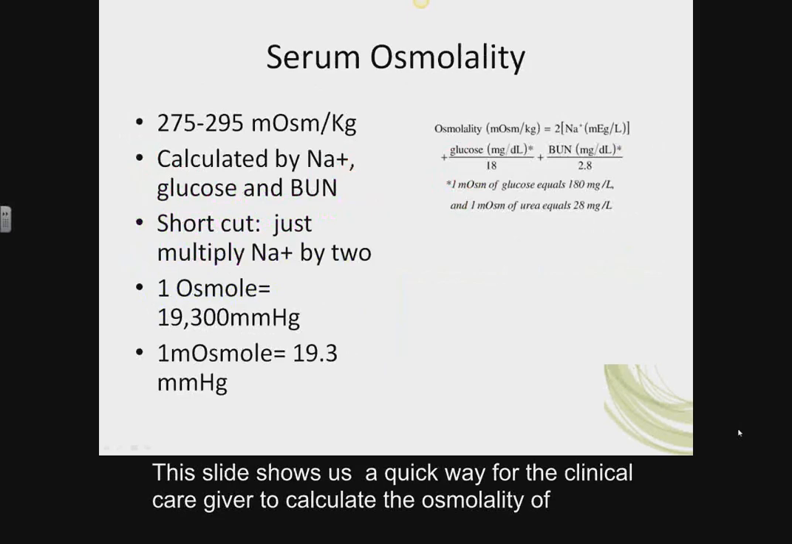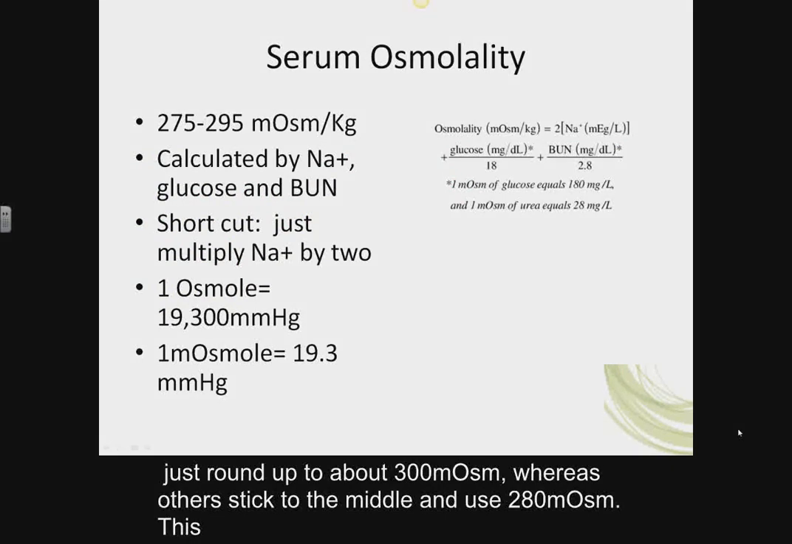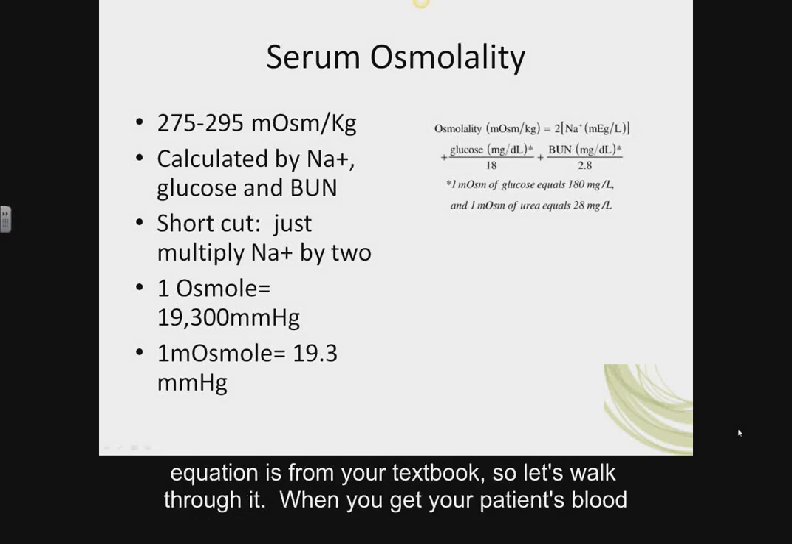This slide shows us a quick way for the clinical caregiver to calculate the osmolality of plasma. Normal osmolality has a range of 275 to 295 milliosmolality, which is why most textbooks just round up to about 300, whereas others stick to the middle and use 280 milliosmolality. This equation is from your textbook, so let's walk through it.